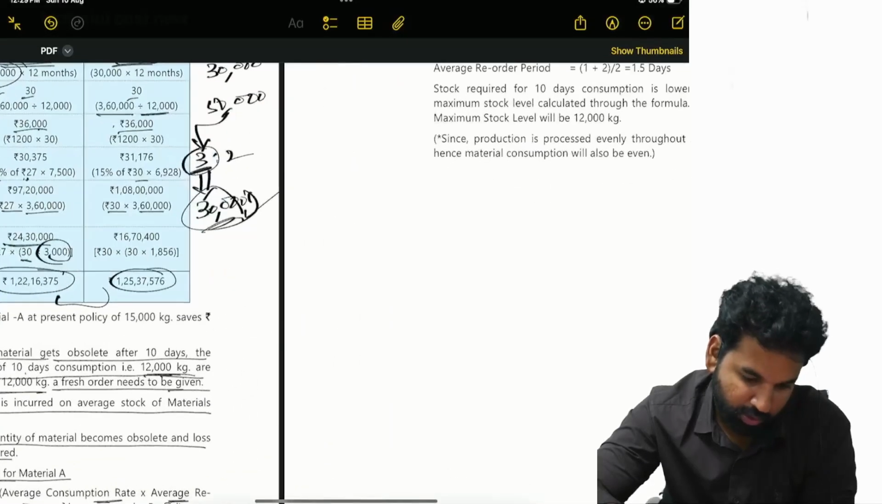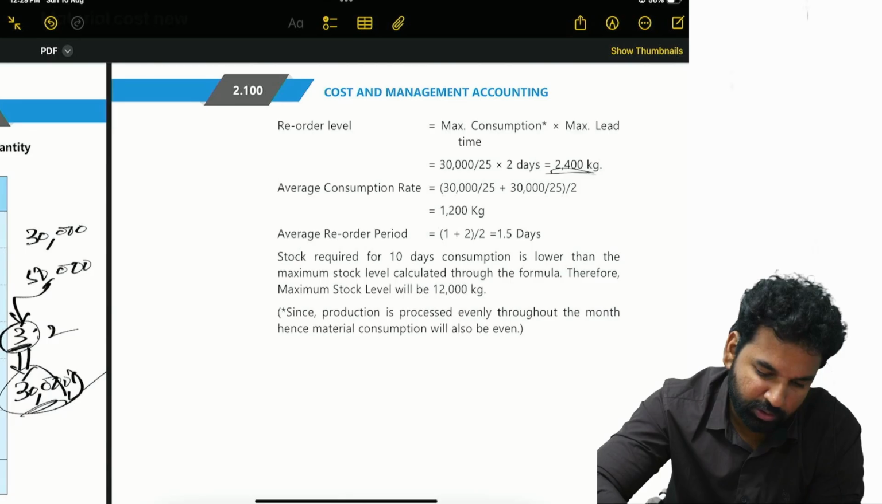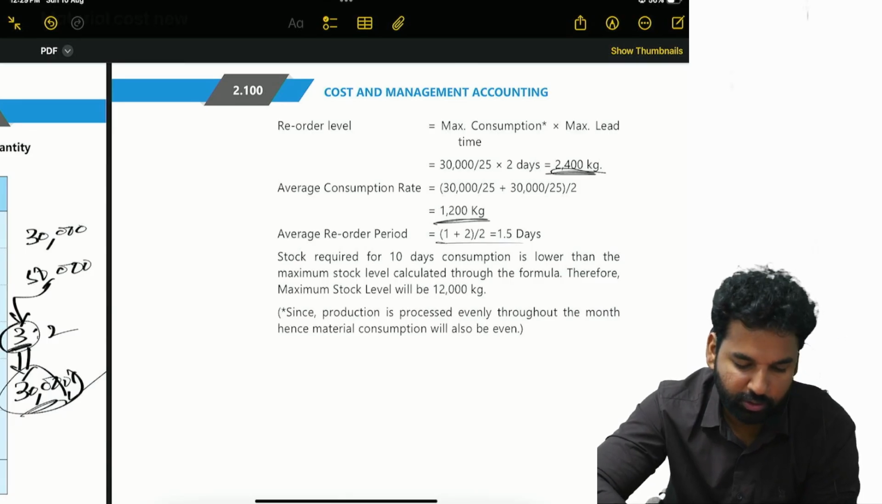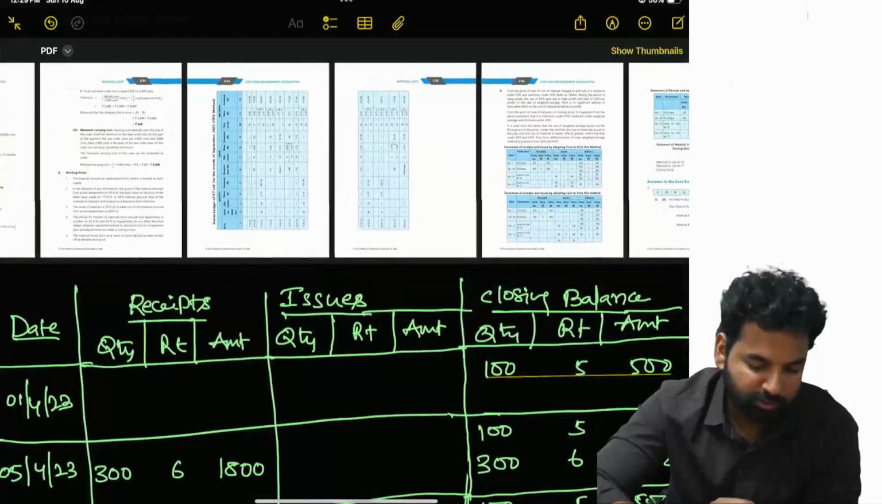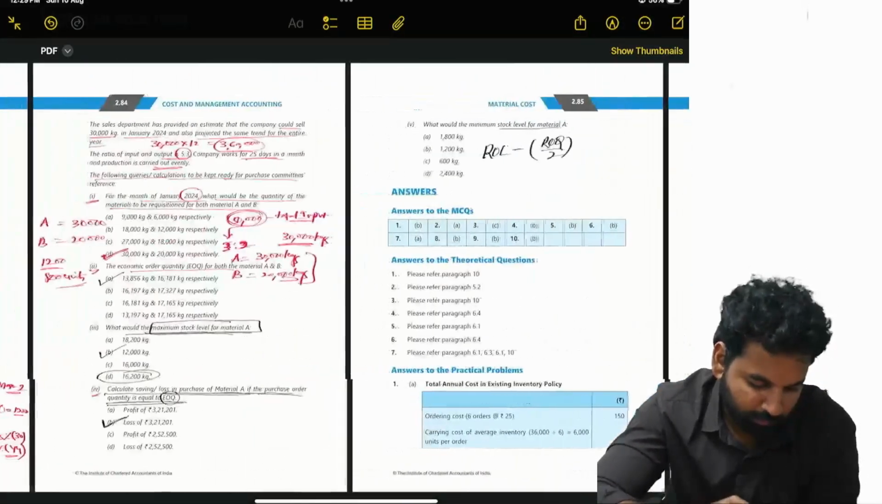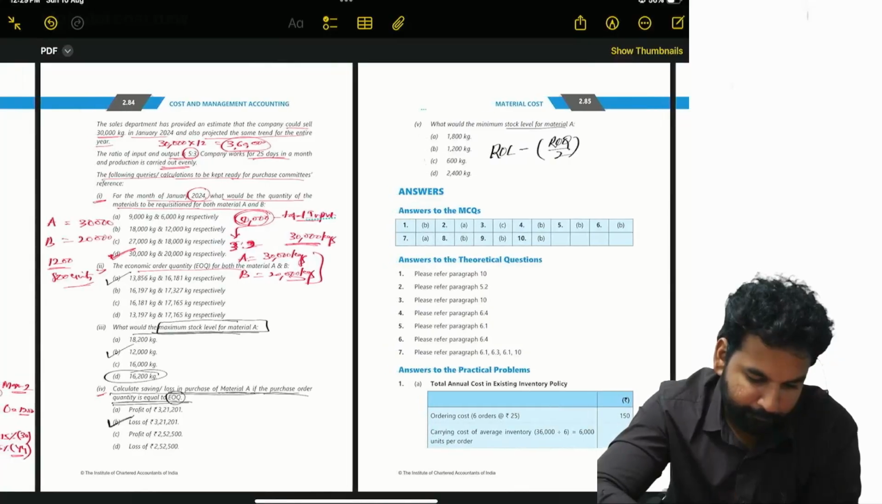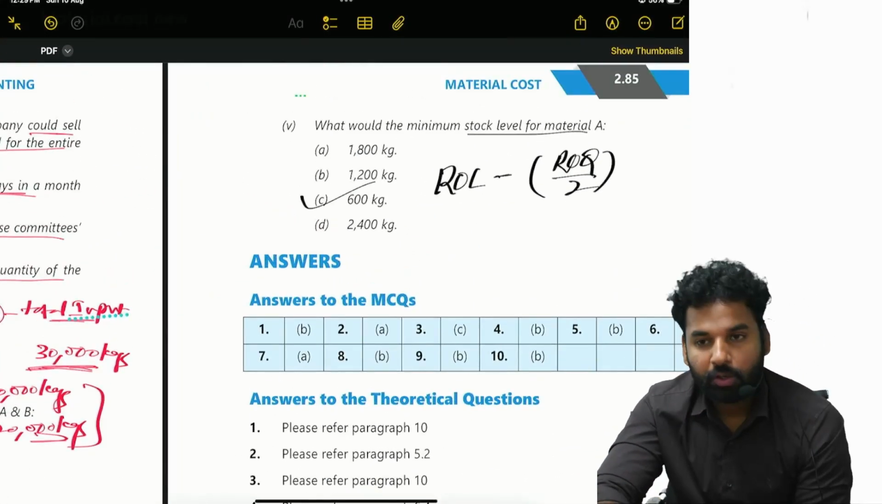Okay, reorder level 2400 is already consumed. So this is the 1200 reorder period. Fine. Okay, so this is the answer. We got 600, no? C is the answer. Got it?